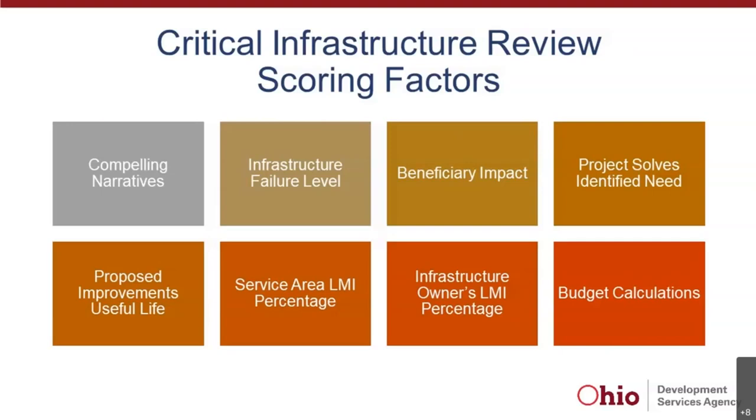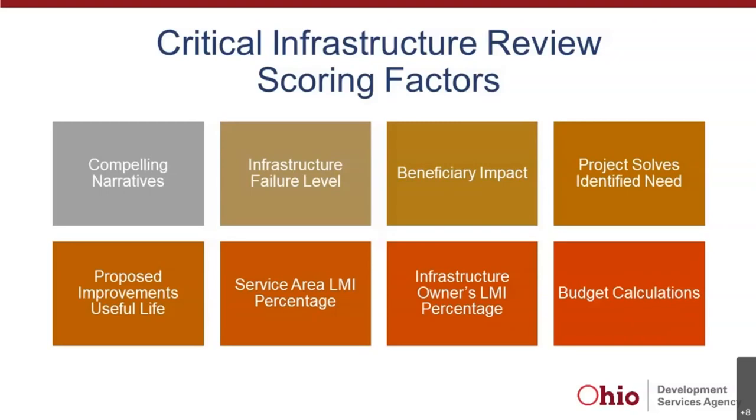Administration and implementation capacity is worth 15 points and calculated based on the applicant communities' and identified administrators' capacity to carry out federal, state, and programmatic requirements, experience in administering OCD-funded programs, the applicant community's historical performance and progress of other projects currently funded with OCD-administered funds. And this category also includes points for the accuracy and the quality of application materials.